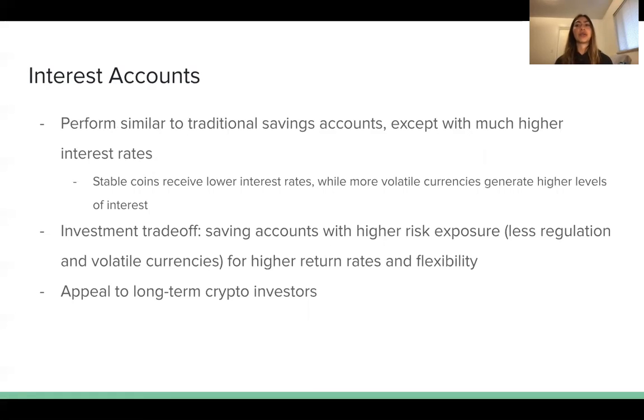So as a result, the investment trade-off is that the savings account has higher risk than traditional savings accounts, but it's also giving you higher returns likely and more overall flexibility with the lack of regulation. The savings accounts mostly appeal to longer term investors who have crypto that they don't plan on actively trading and they want to earn interest on these holdings.